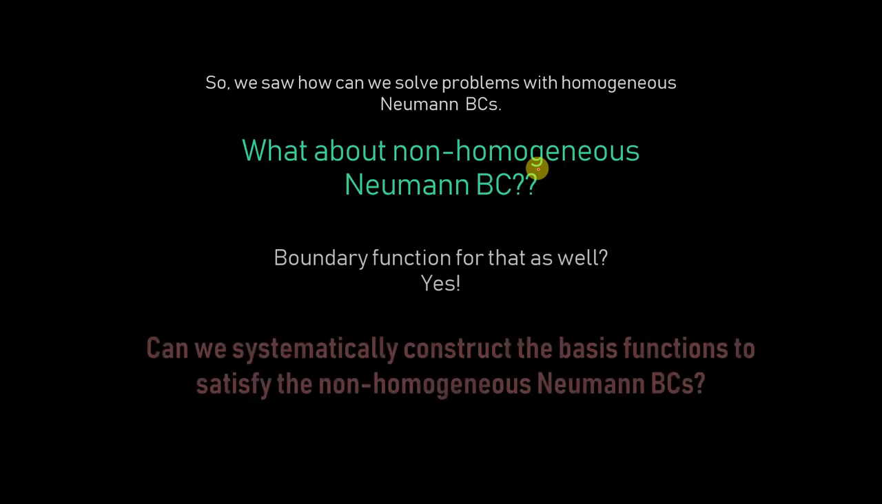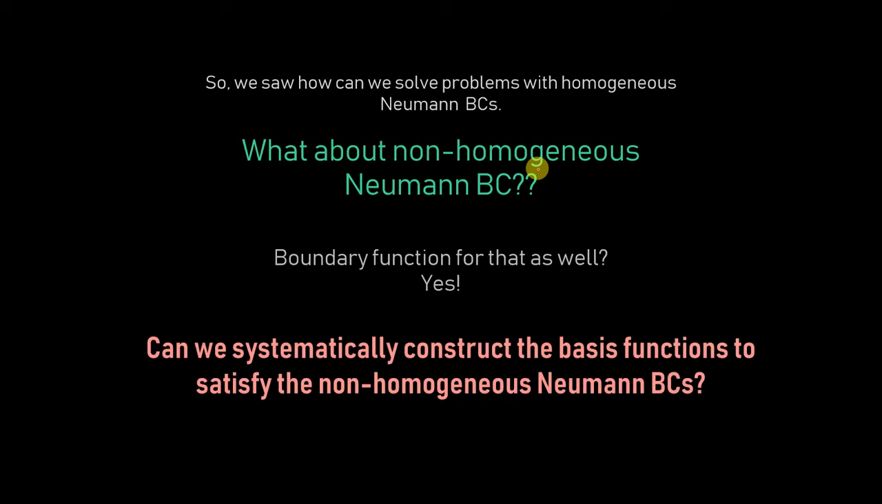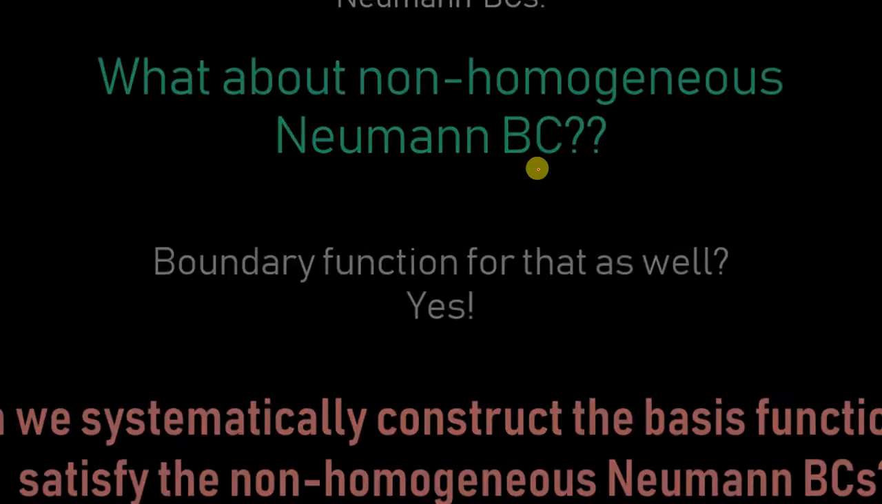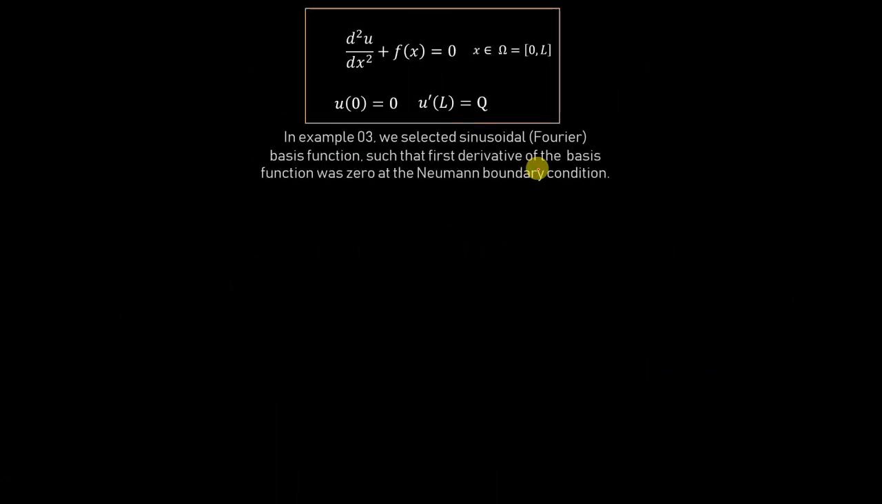So can we systematically find a way? Yes, there is a way, but it is a bit tedious. We'll start from a very simple example and then extend it to a generic one. The generic one will be slightly mathematically tedious, nothing fancy, just tedious, and we'll start off with a very simple example. Okay, so here is the example. We want to solve this problem again.